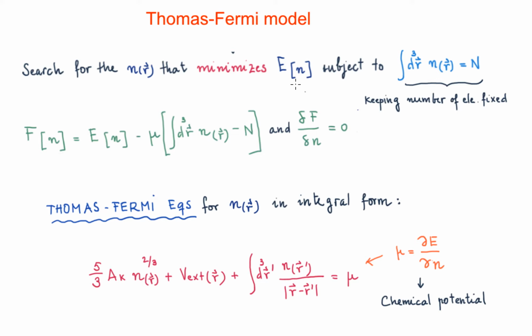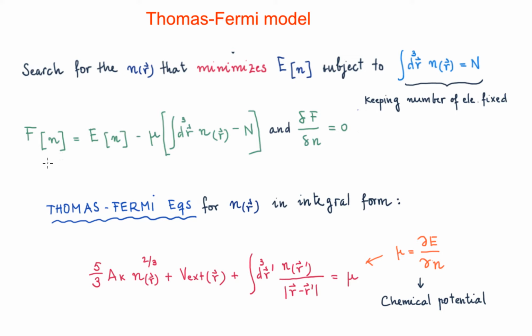And so we know how to minimize a function with some constraints. We have to apply the Lagrange multipliers method. And for that, we are going to build a new functional, which basically is the energy we have defined before, minus mu, which is the Lagrange multiplier, times the constraint that the electronic density has to satisfy.